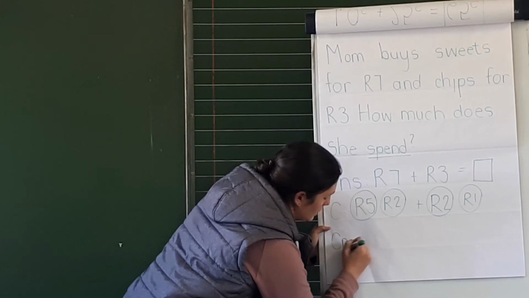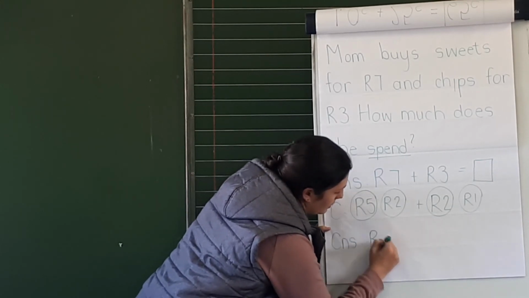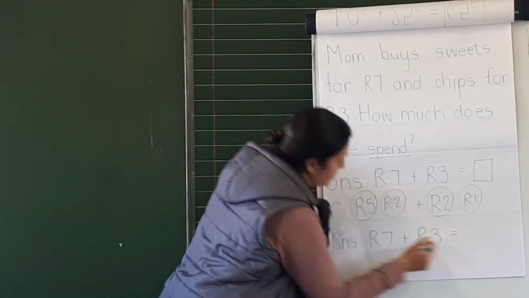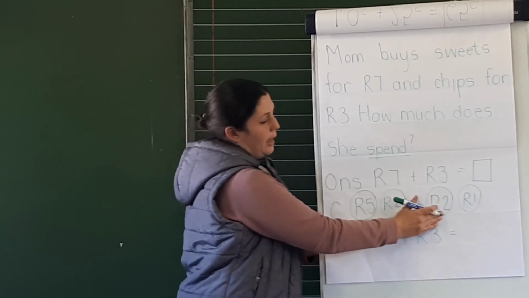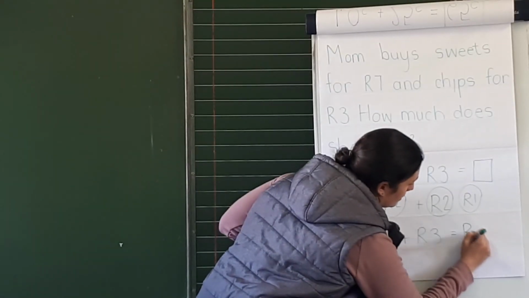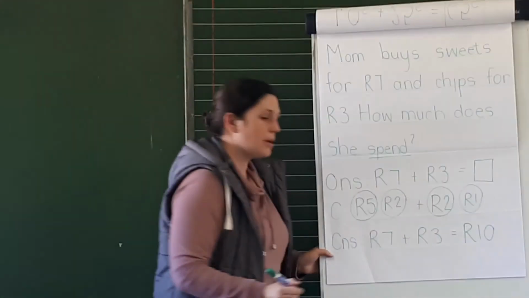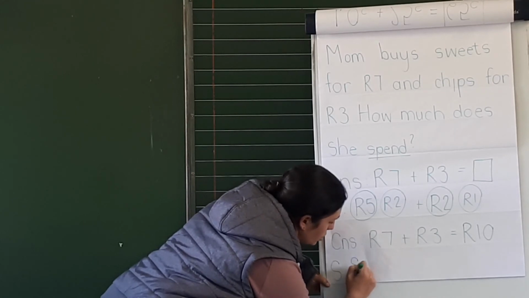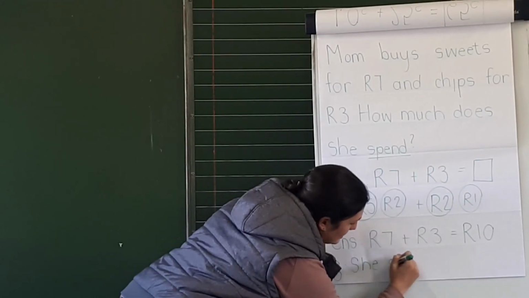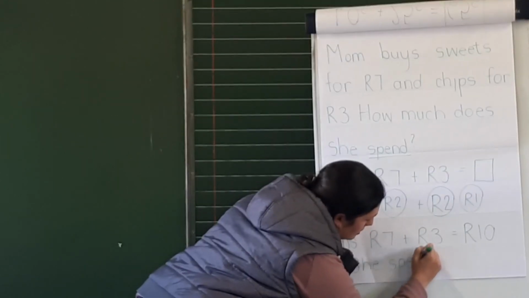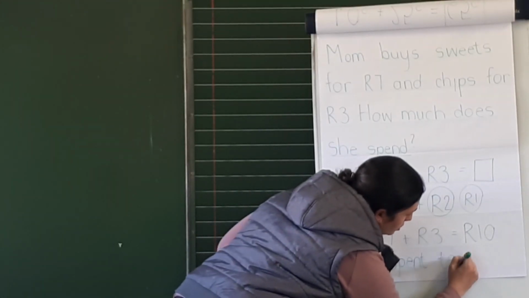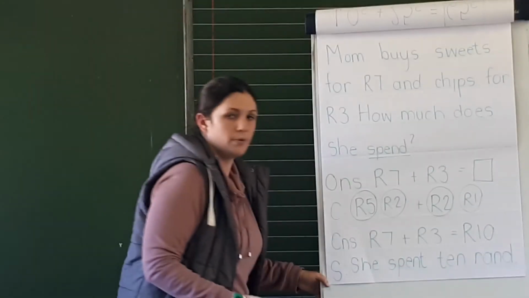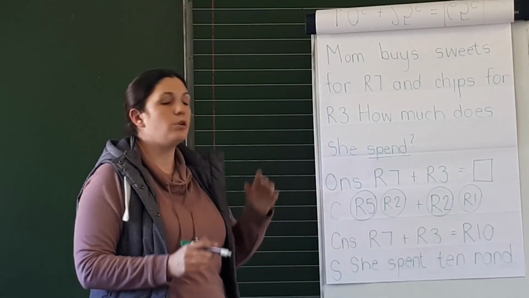Now my closed number sentence, I'm going to add it all up. R7, remembering to write my rands, plus R3 equals 5 and 2 is 7, and 2 is 9, and 1 is 10. Equals R10. So how much did my mom spend altogether? My sentence is going to be, she spent, with it on the end, and now we write this in words, because it's our sentence, she spent R10. And you do exactly the same when you're working with cents.